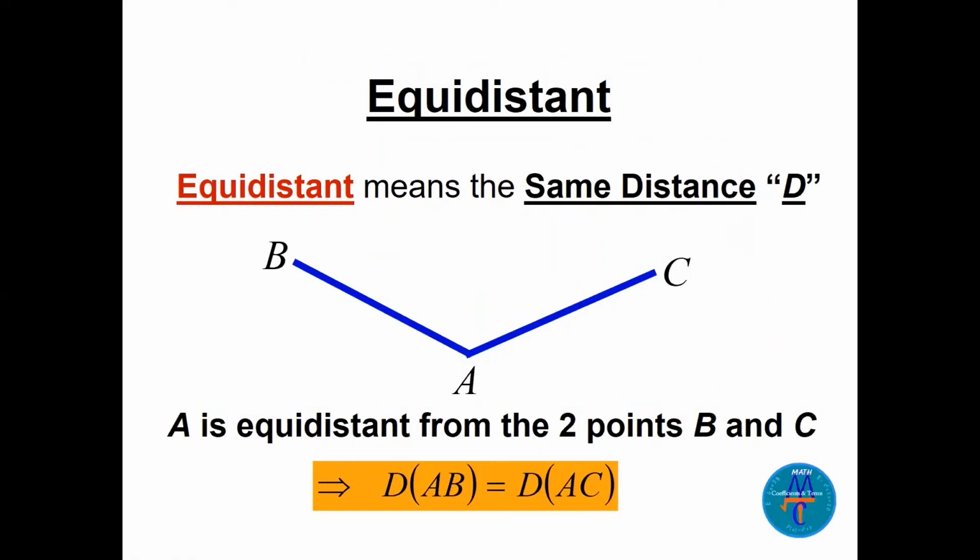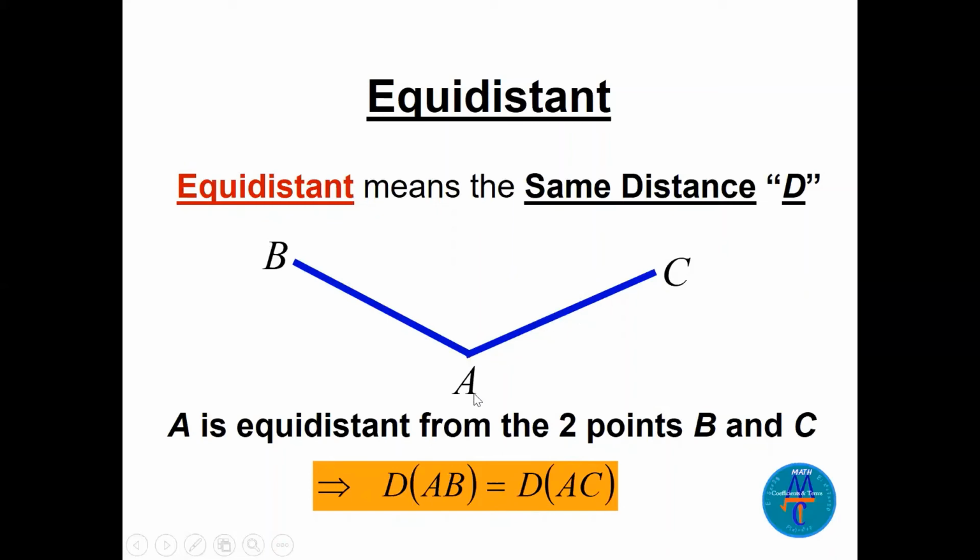Equidistant. Equidistant in math means the same distance. See, if we say A is equidistant from the points B and C, that means the distance from A to B is equal to the distance from A to C. So these are equal. When we say equidistant, we talk about the same distance.